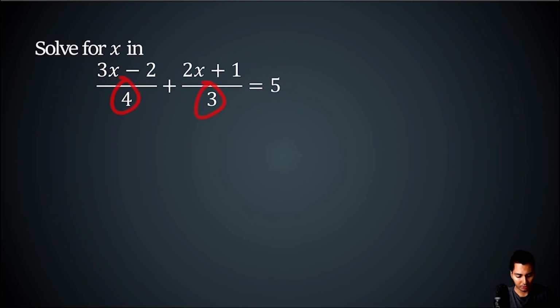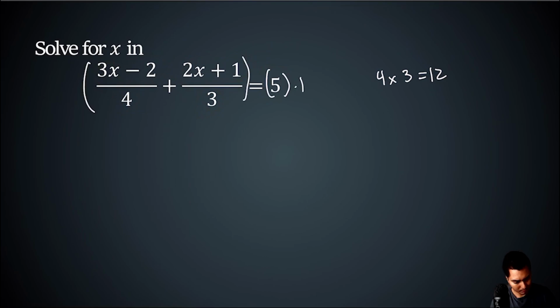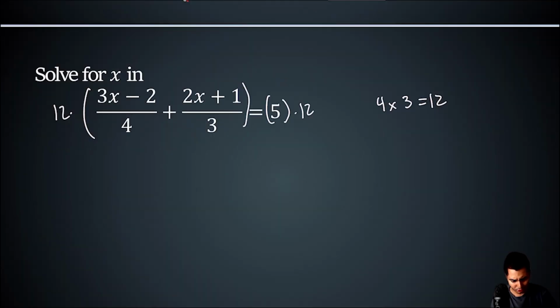We have a 4 and a 3. We're going to multiply by the least common denominator, which is 4 times 3, 12. Okay, so we're going to multiply both sides by 12. And notice that we have to distribute this 12 into both of these terms here. So let's break this down step by step.